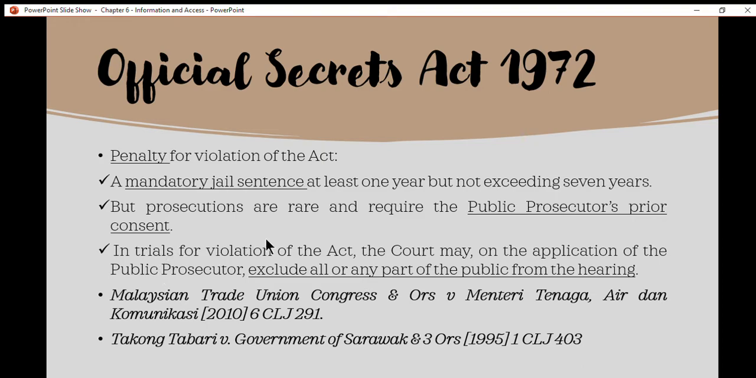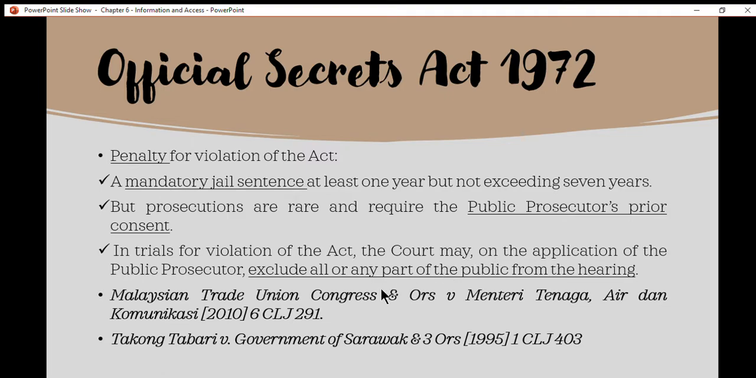In trials for violations of the Act, the court may, on the application of the public prosecutor, exclude all or any part of the public from the hearing. So the process of hearing may be in private. We exclude the public. We exclude the audience.